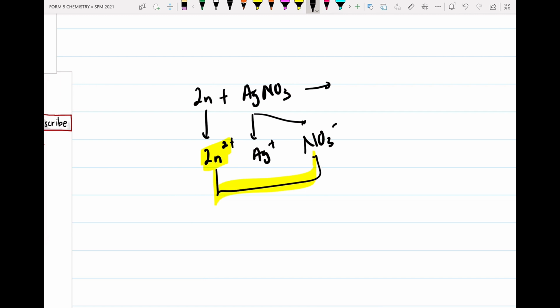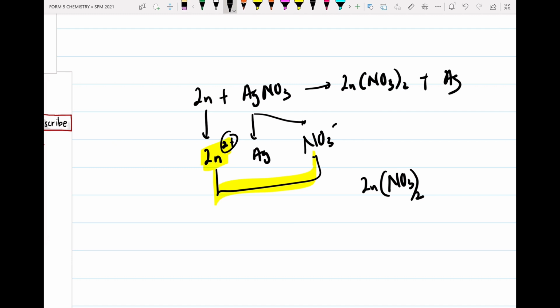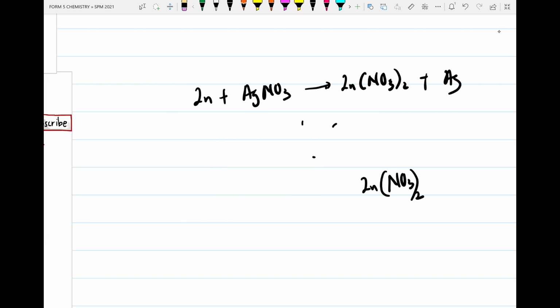Zinc will combine together with nitrate ion. So zinc nitrate. I take the charge 2, I put here. So we need to do what? We need to open bracket. So I put zinc nitrate plus, what will happen to the zinc? Erase the charge, put here. So how to balance the equation? We need to balance the nitrate. The whole thing I times with 2 here. So where is nitrate? Everything you times with 2. Then silver 2, silver 2.